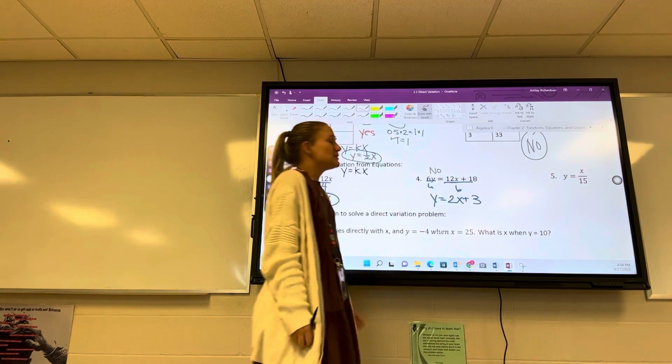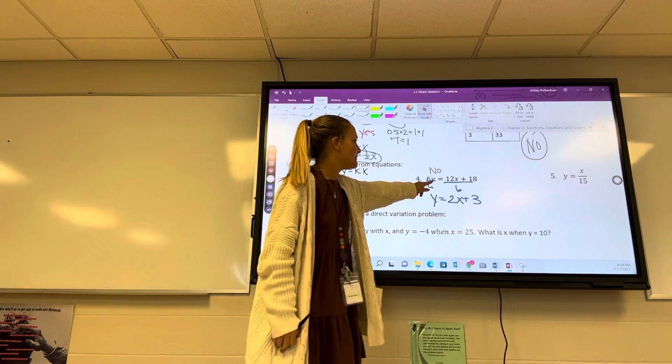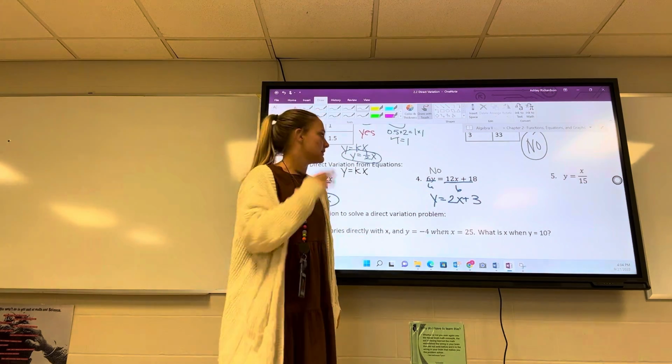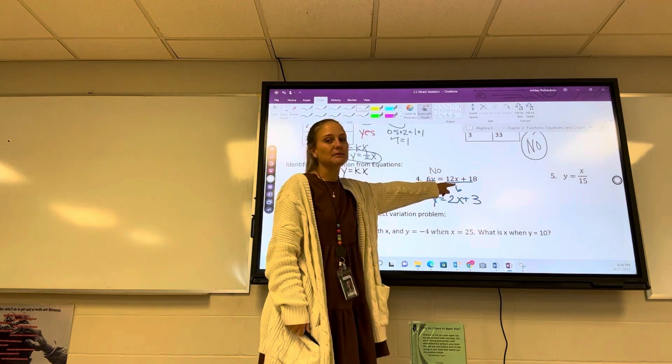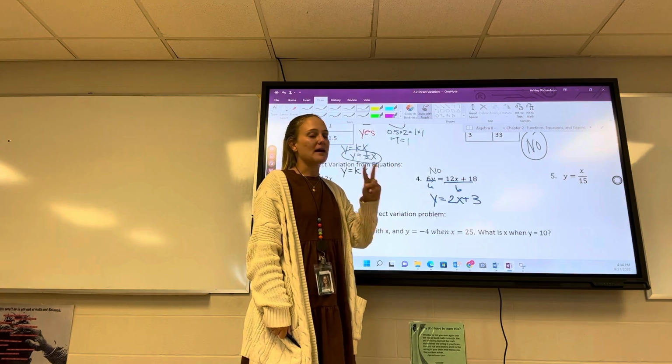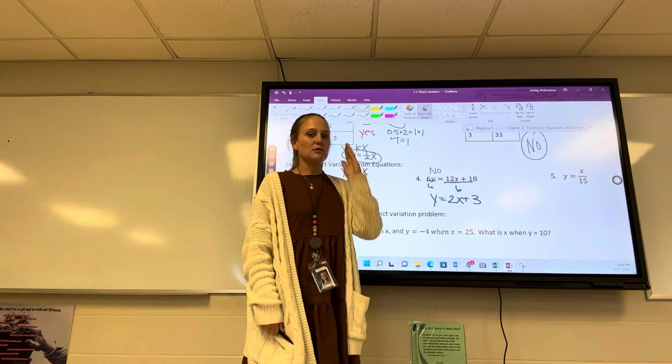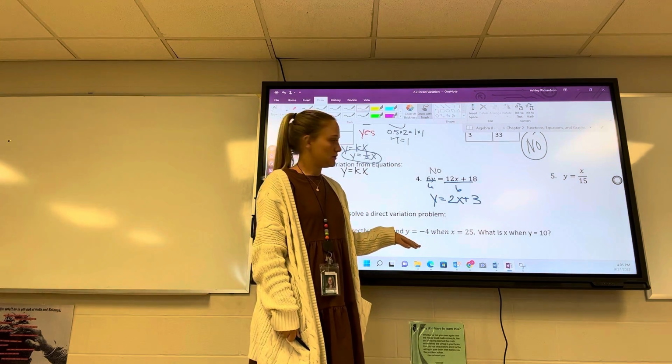And if you could tell that before you divided by 6, you don't have to divide by 6 to solve that, because if it has a plus or minus, I automatically know that it's not going to go through the origin, so it's not a direct variation.